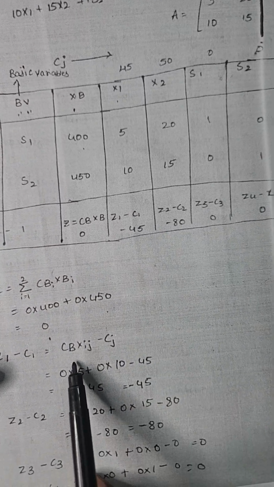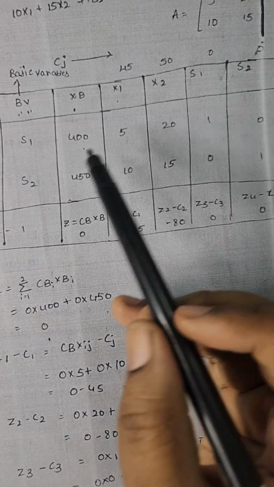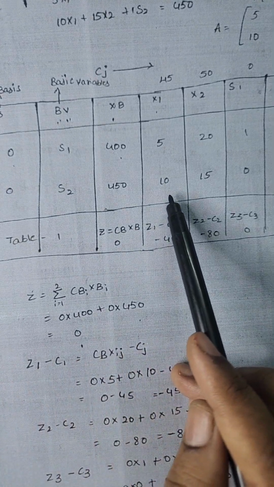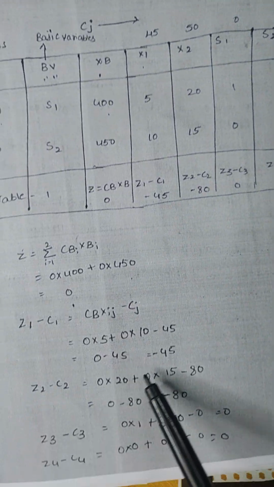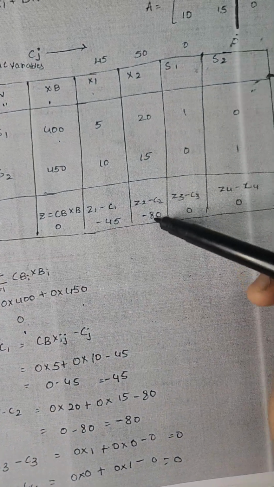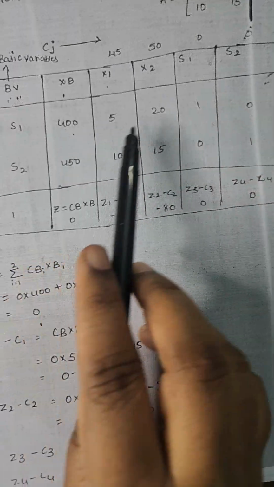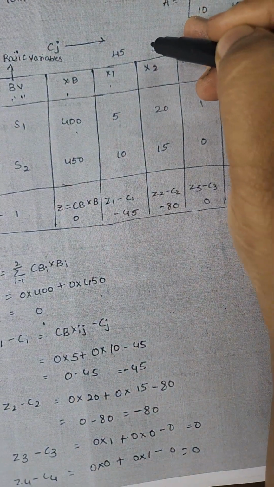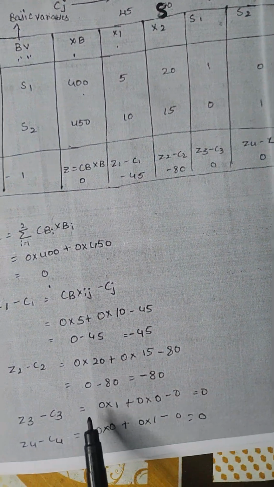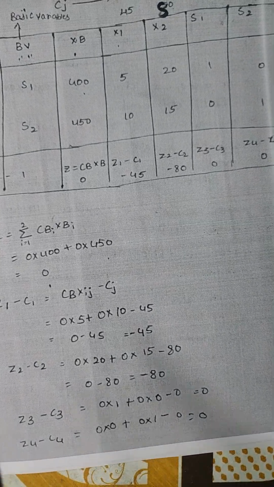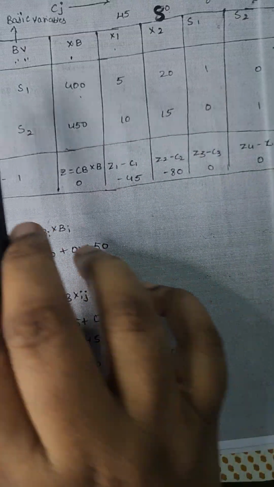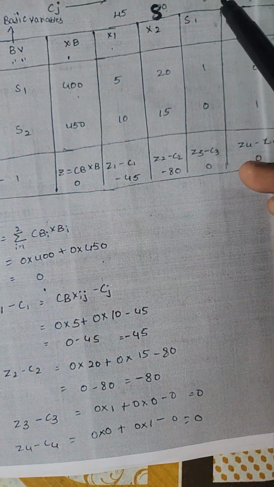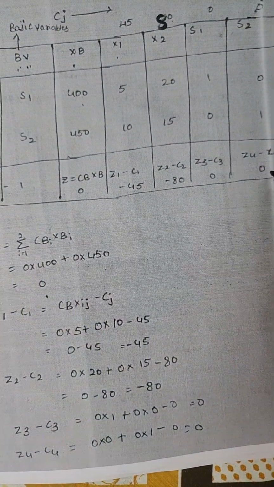z1 minus c1 is cb xij minus cj. Just cb into 5 plus 0 into 10 minus 45. So this is minus 45. z2 minus c2 is also like that: 0 into 20 plus 0 into 15 minus 50 minus 80. So this is minus 80. z3 minus c3, cb into this s1 column: 0 into 1 plus 0 into 0 minus 0. Okay, it is 0. z4 minus c4 is 0.